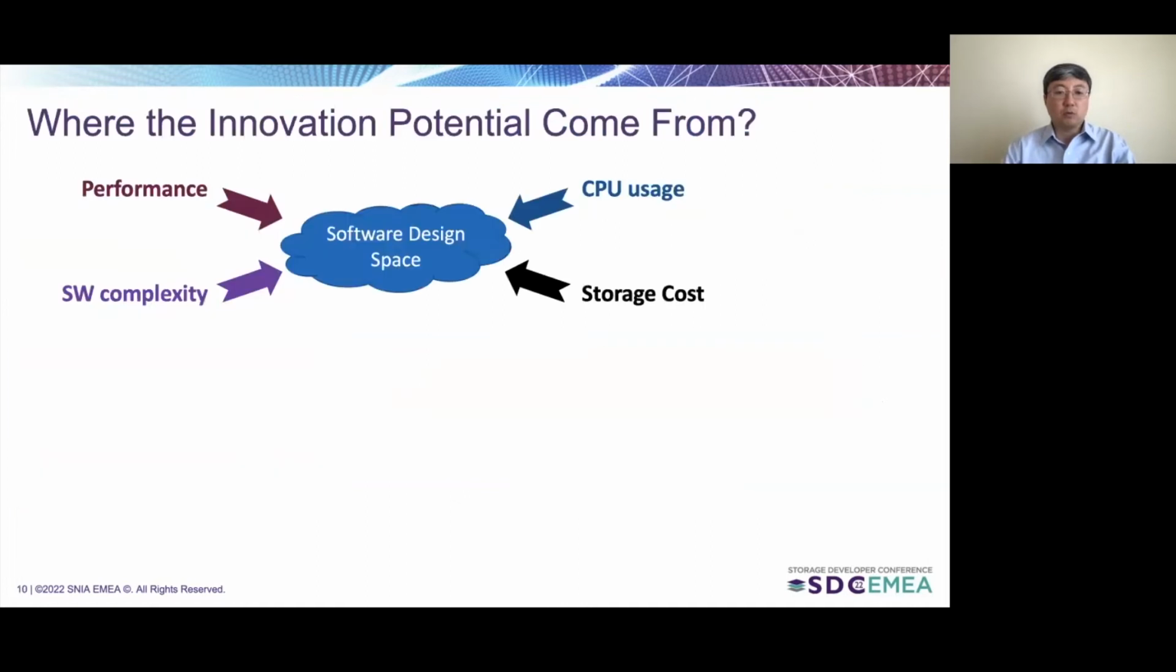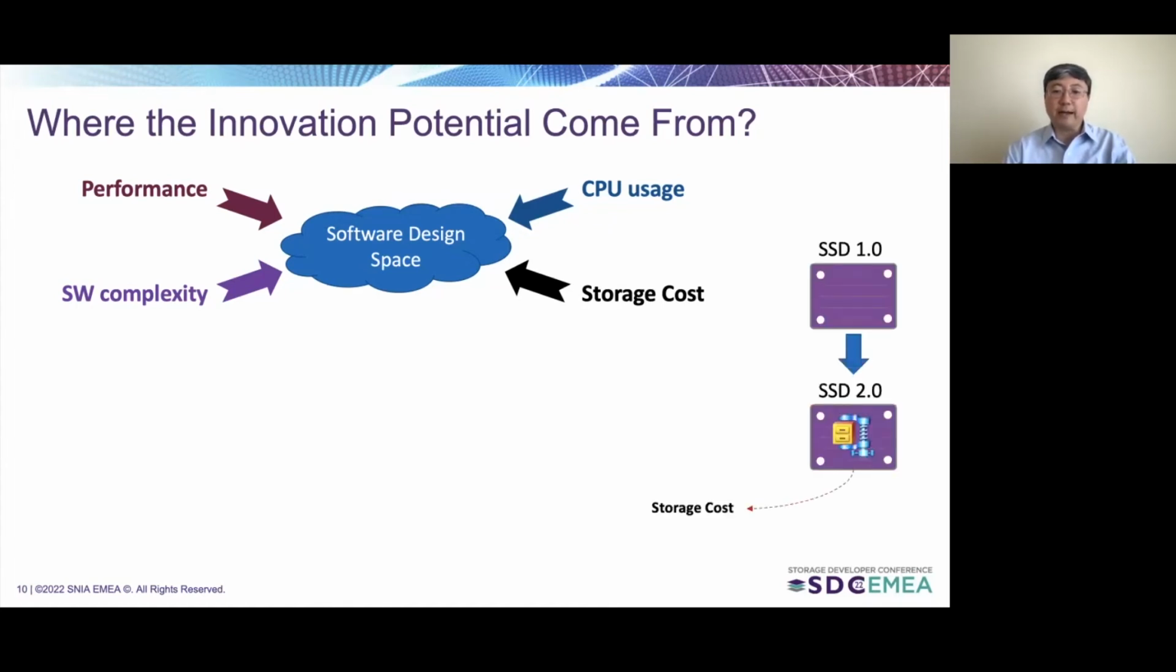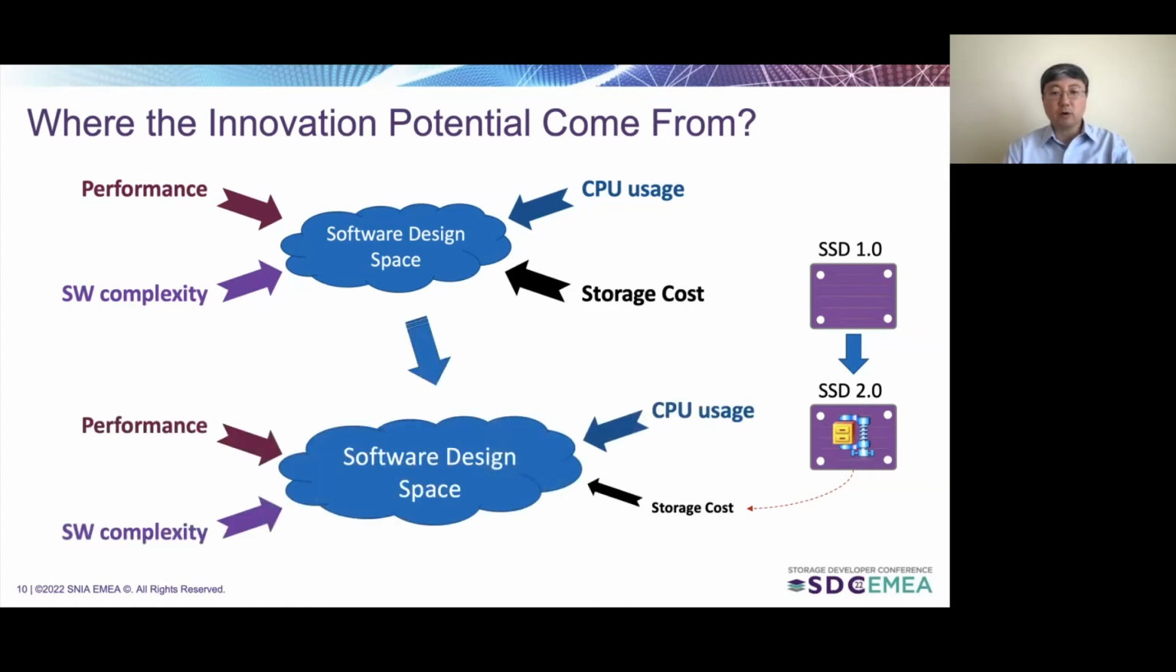So first, we know that all software architecture design is essentially a compromise considering the trade-off among multiple factors, of course, including the storage cost. So when we upgrade from SSD 1.0 to SSD 2.0 with built-in transparent compression, as long as data has sufficient compressibility, the storage cost will become much less important. This will accordingly expand the software architecture design space, which will enable much more innovation opportunities.